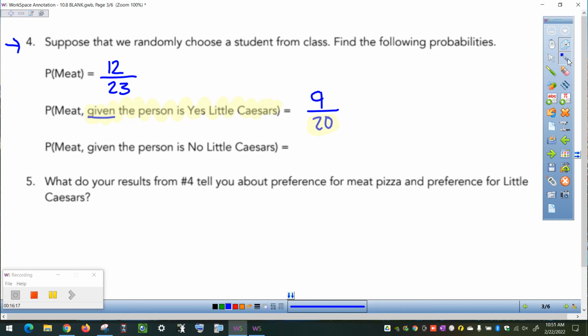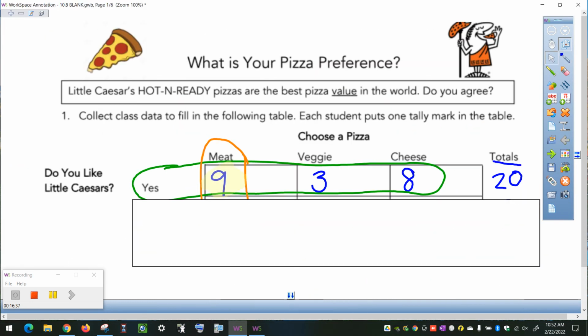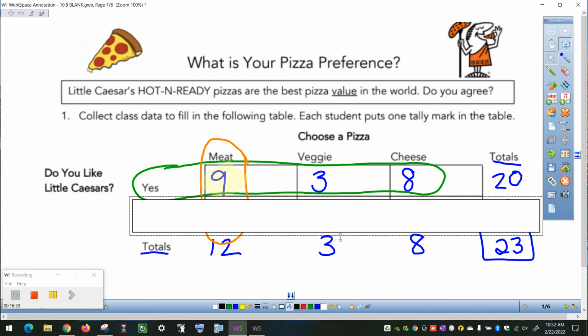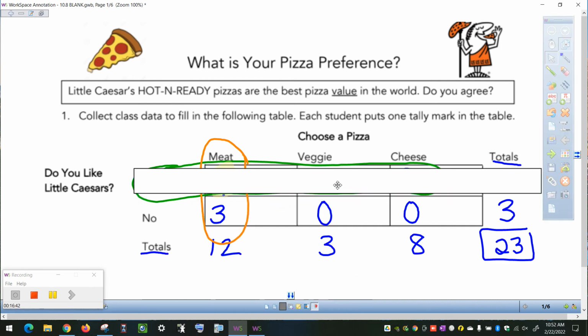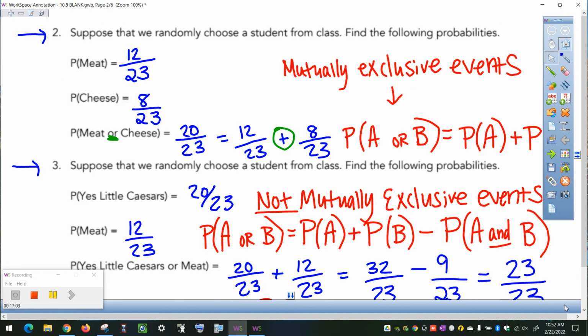All right, now if we take a look at the next one, it's asking us the opposite thing. The probability that the student preferred meat, given that they were a no Little Caesars. If we're only looking at the people that said no to Little Caesars, now we can cover up this part of the table that we don't need. We only had 3 students that did not like Little Caesars. What's interesting here is that all 3 of them preferred meat. So it's 100%. It's 3 out of 3. If they did not like Little Caesars, it was a 100% chance that they preferred meat.